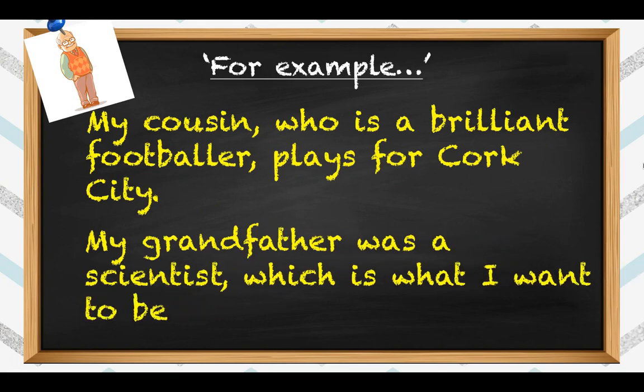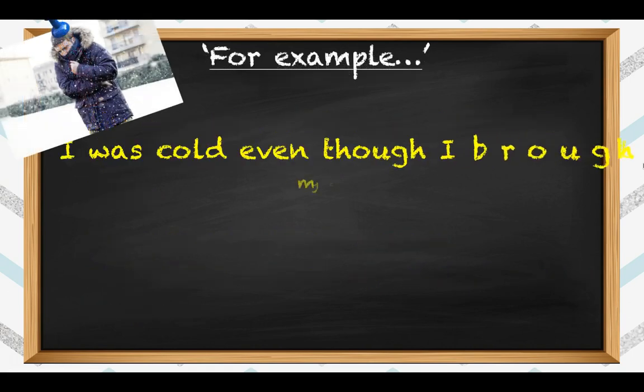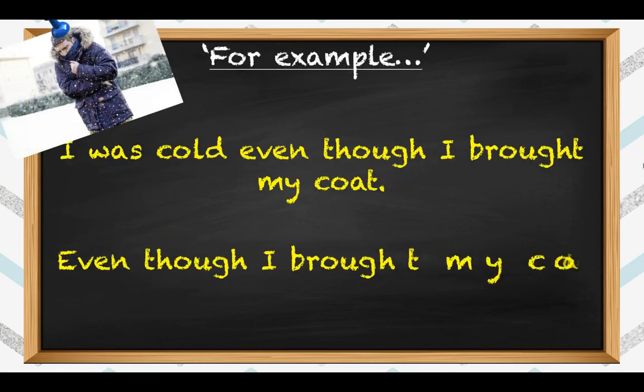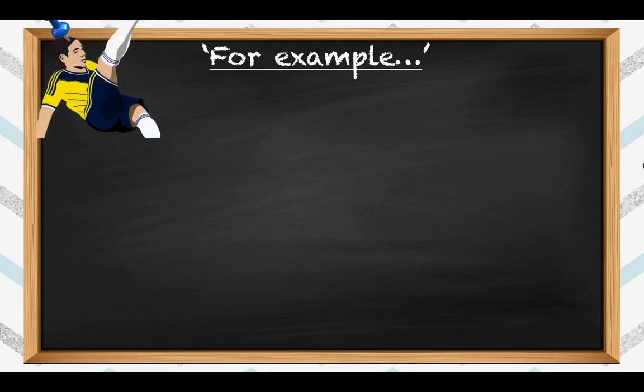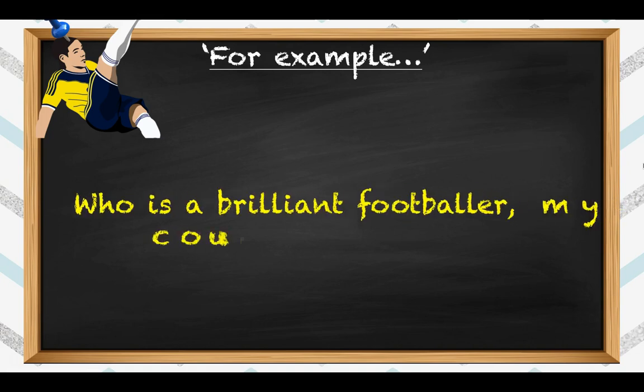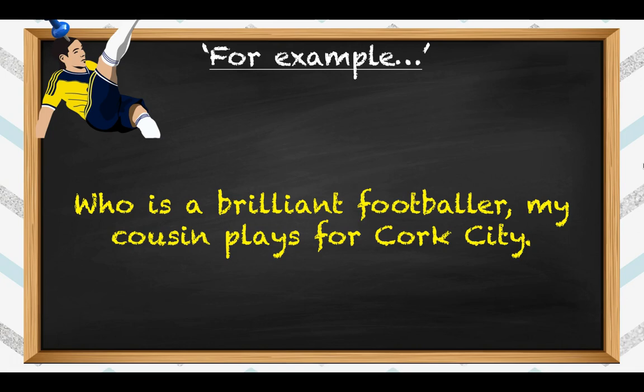As we've seen with other subordinate clauses, you can usually move them around, providing you use the commas correctly. So for example, "I was cold even though I brought my coat" can be written as, "Even though I brought my coat, I was cold." But with our previous example, we can only use it after the noun that it refers to. We couldn't say, "Who is a brilliant footballer? My cousin plays for Cork City."